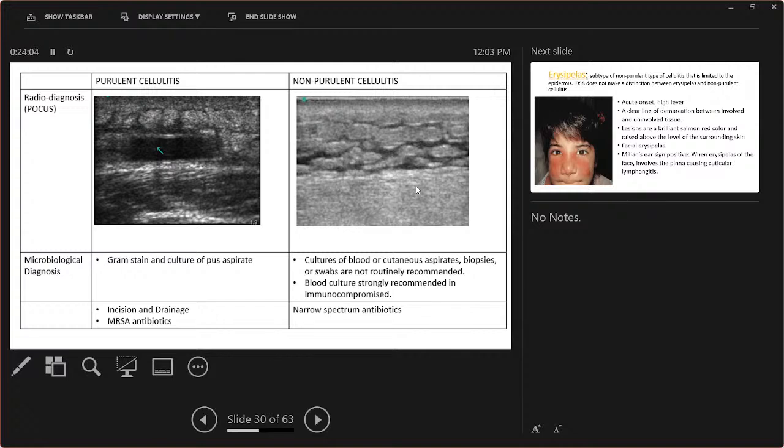According to IDSA, in non-purulent cellulitis, it is not routinely recommended for blood culture or swab cultures to be sent. Whereas in purulent cellulitis, as it is associated with the abscess, we must gram stain and culture the pus aspirate. The management also involves incision and drainage in case of purulent cellulitis.